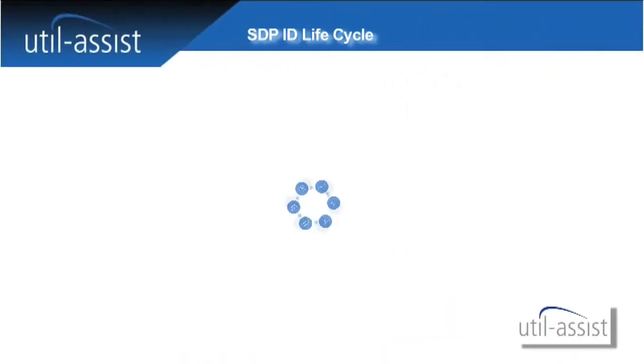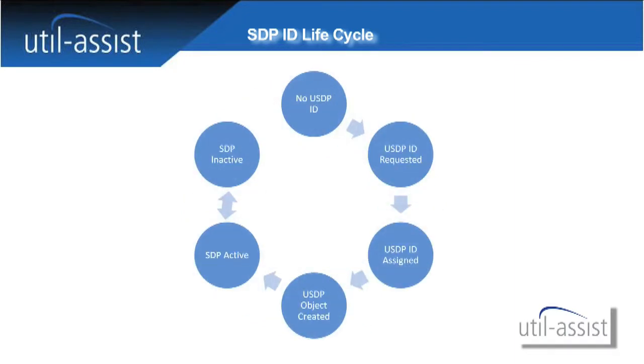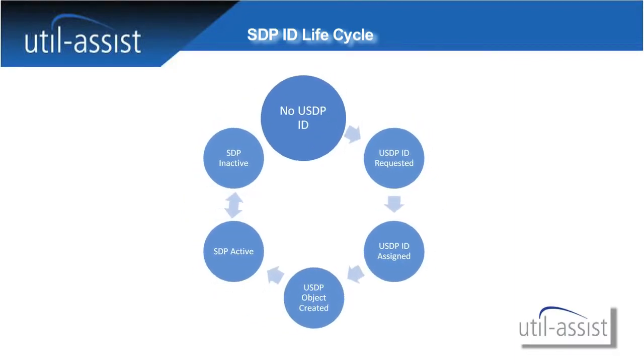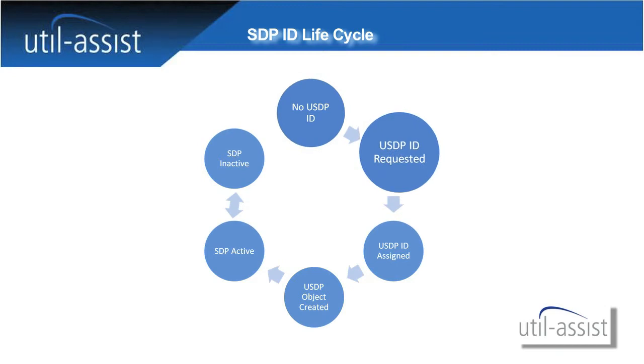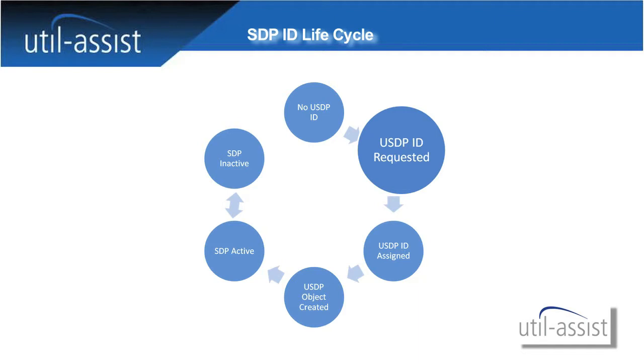An SDP follows a life cycle with various states. No USDP ID. The SDP is unknown to the MDMR. The LDC must obtain a USDP from the MDMR before it can initiate any activity in the MDMR for the SDP and the associated meter. USDP ID requested. The LDC has initiated a request for a USDP from the MDMR. A USDP can be requested at any time, independent of whether the service meter point is metered with a smart meter or actively consuming electricity.